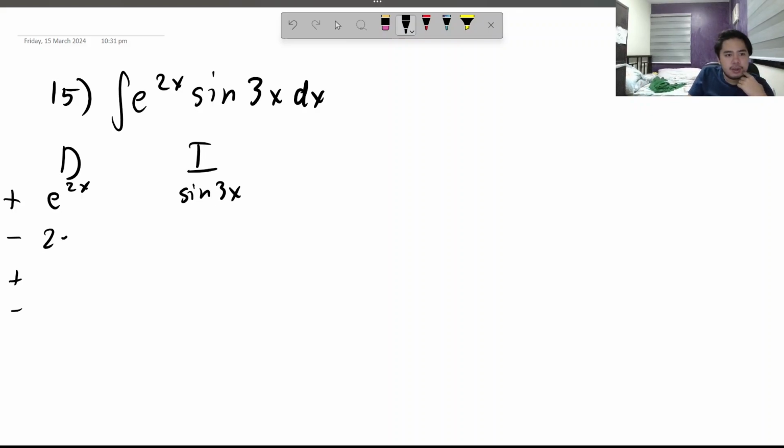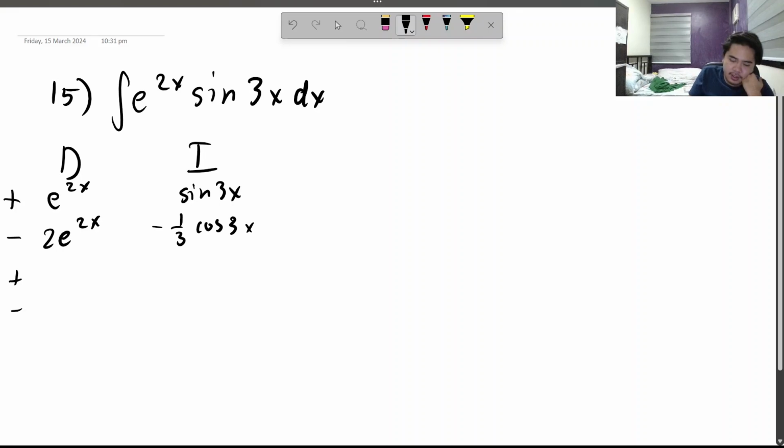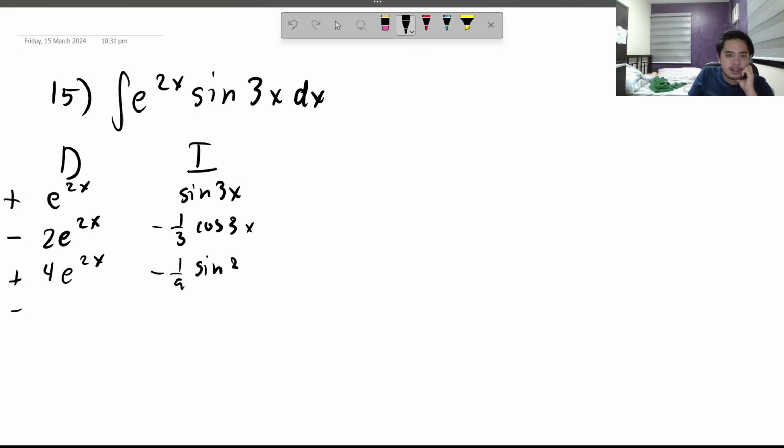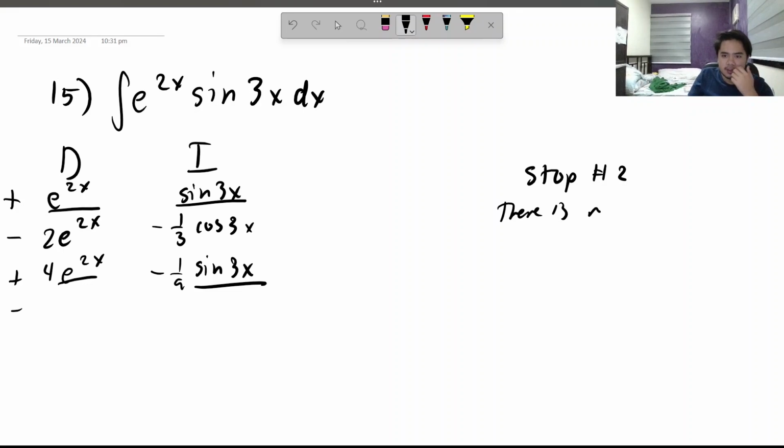This becomes 2 times e to the 2x. And this becomes negative 1/3 cosine 3x. Yes. This becomes, the derivative is 4e to the 2x. And then negative 1/9 sine 3x. Whoop! E to the 2x here, sine 3x here. Stop number 2 is when there is repetition. There is repetition: e to the 2x sine 3x.